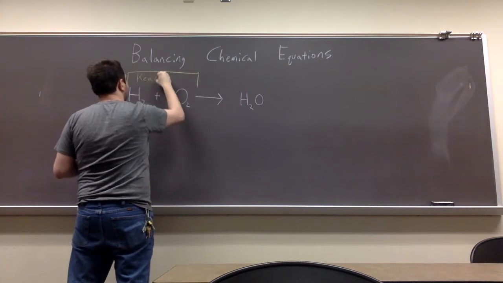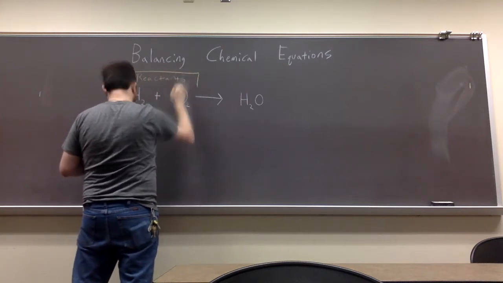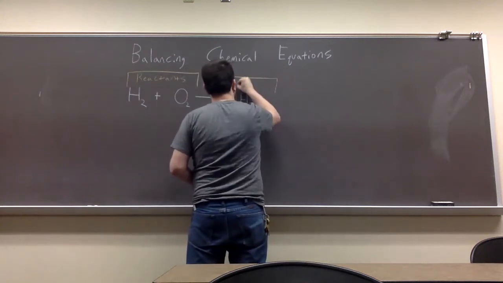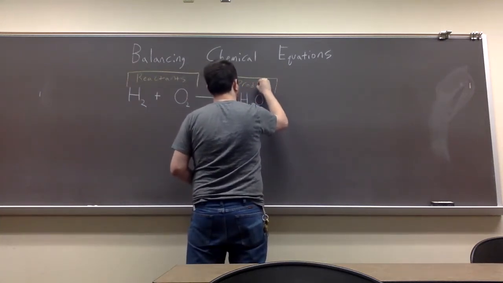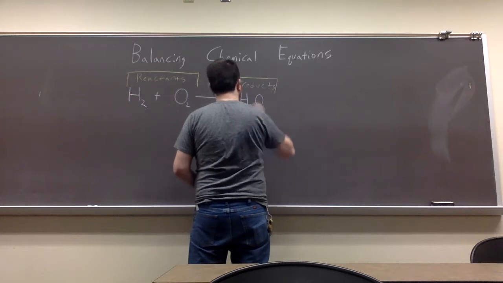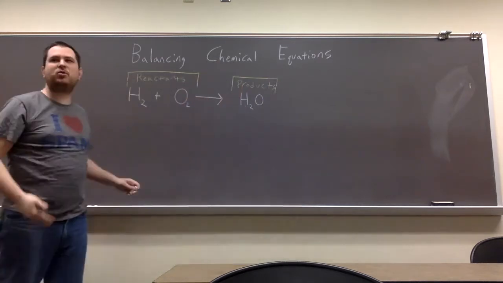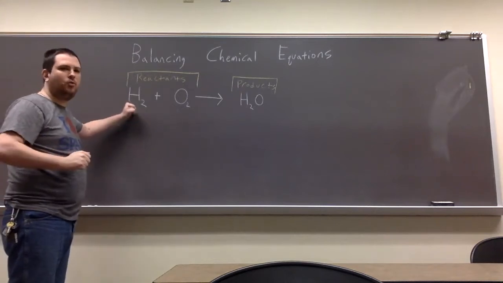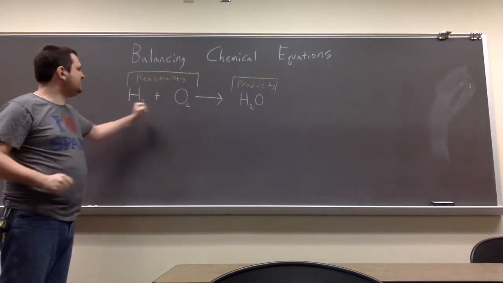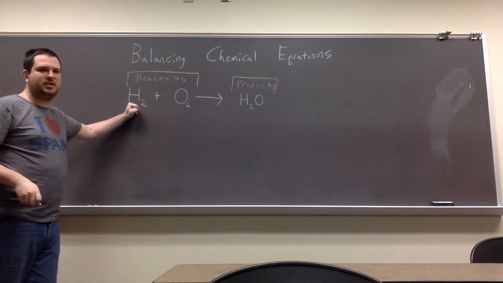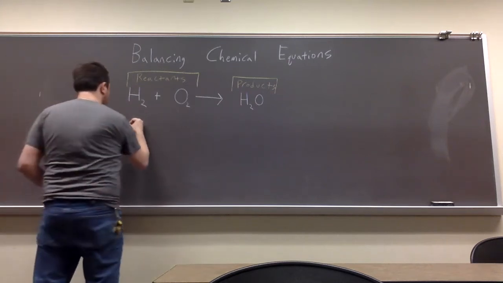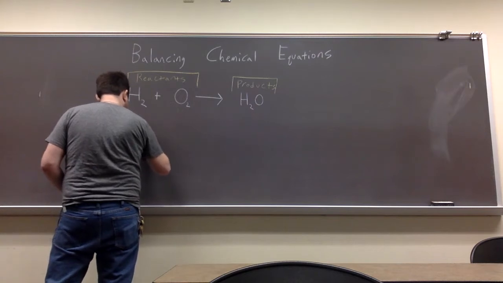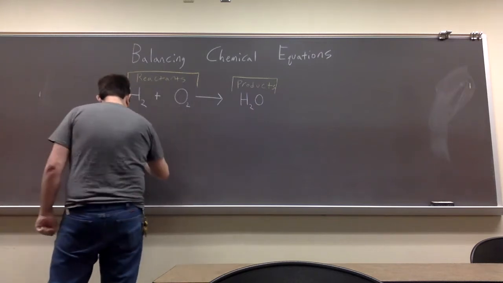reactants. And on the other side, you have your products. In this case, there's only one. But there are two reactants, so we need to identify what elements exist. So first off, we have hydrogen. So we will write down here at the bottom, hydrogen. And we also have oxygen.